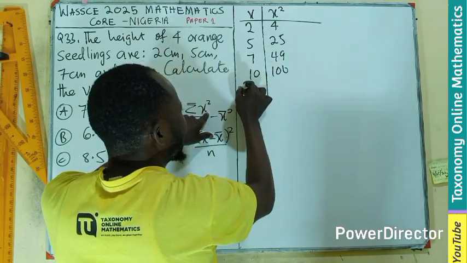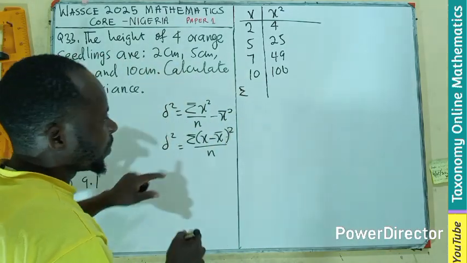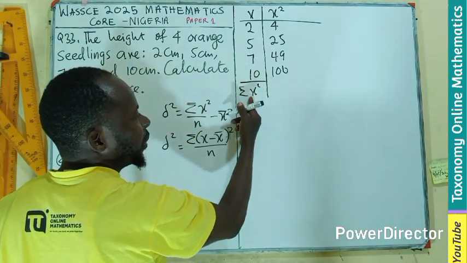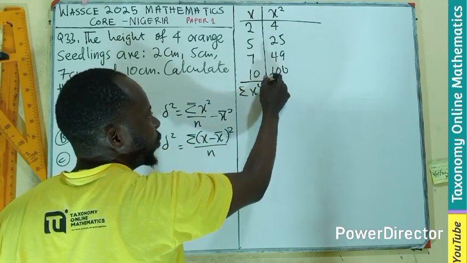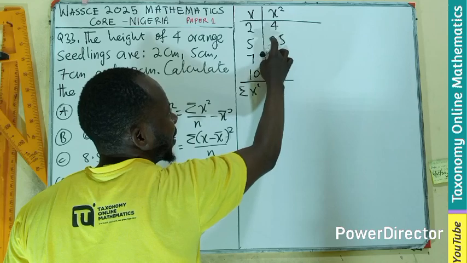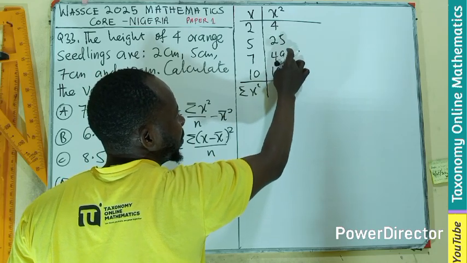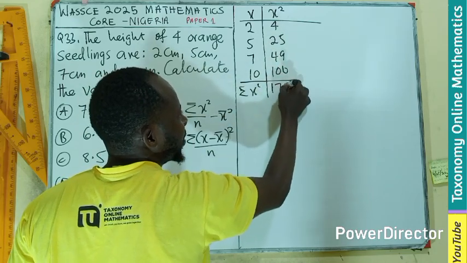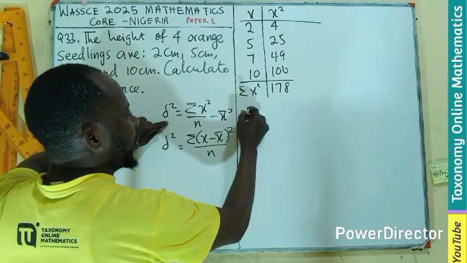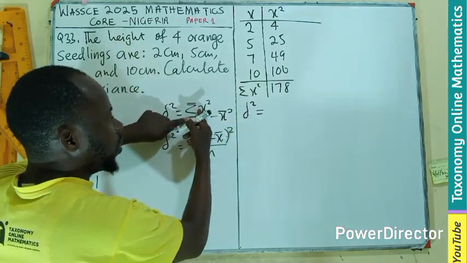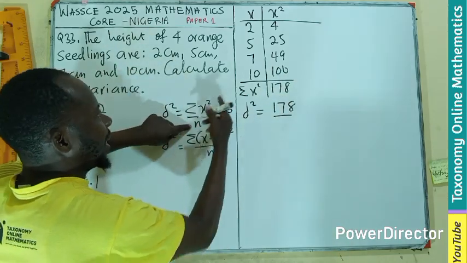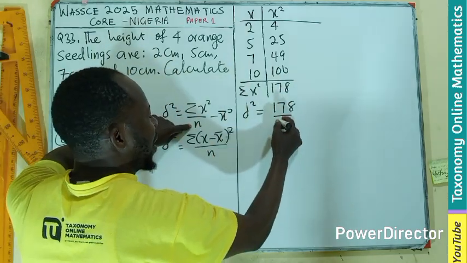What do I need next? I need a summation of the x squared. Summation of x squared, all these values added up together: 4 plus 25 is 29, 78, 178. So if I'm going for this formula, it is just going to be variance equals summation of x squared, 178, divided by n. How many numbers do I have? I have 4.